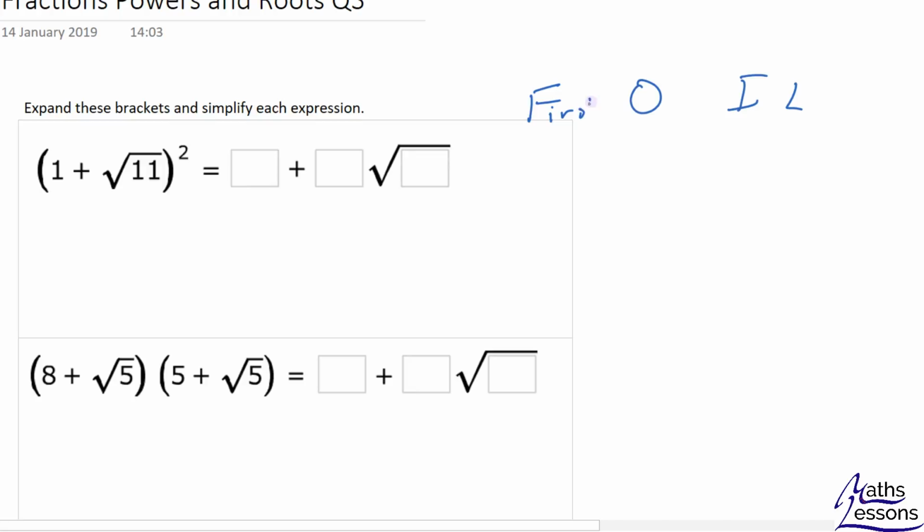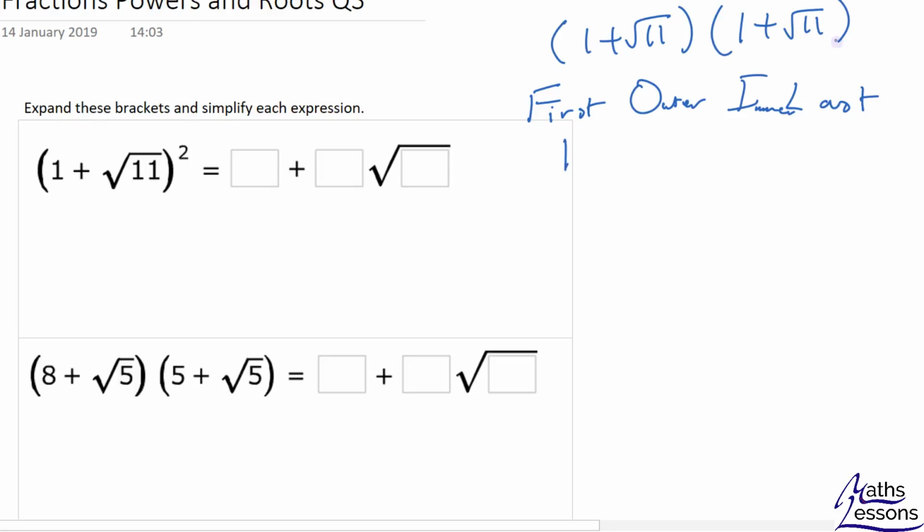So FOIL stands for first, outer, inner, last. So we times what we've got here. We've got 1 plus root 11 times 1 plus root 11. So we times the first two things together, we get 1 times the outer two things. 1 times root 11 is root 11. Times the inner two things, 1 times root 11 is root 11. Times the last two things, we get 11. So 11 plus 1 is 12. And we've got two lots of root 11. So we write 2 times root 11 here.